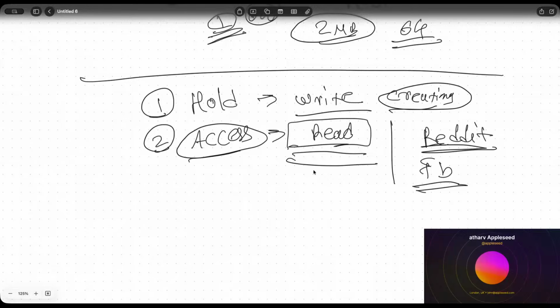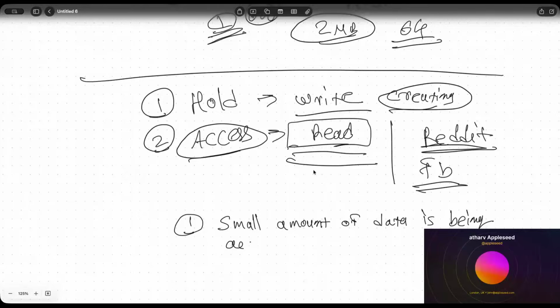So in this particular case, we need to identify what kind of reads are coming into our application. We need to analyze those patterns. So first one is a small amount of data being accessed.